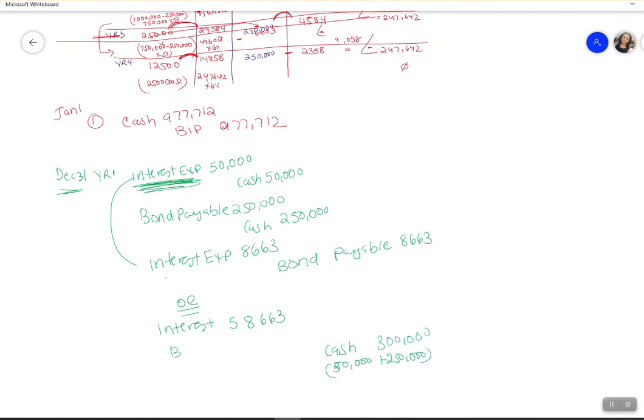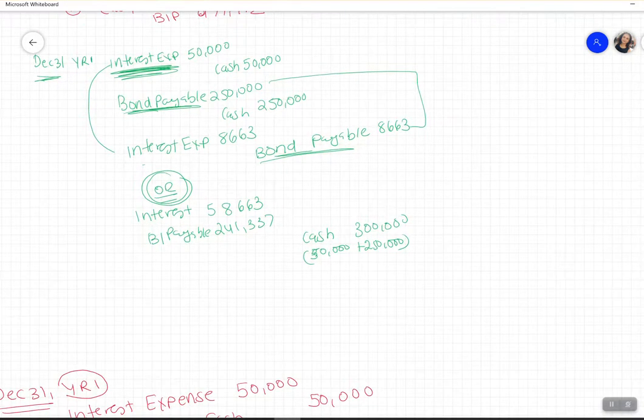And then you have a bond payable. Your bond payable amount will be, if you look at it, in this one we had a debit and in this one we had a credit, and if I take the difference between the both, it will be 241,337. So you could combine the entry, or you could do three entries, whatever you find easy, that's what you will do. In this case, we're going to do the year two entry.